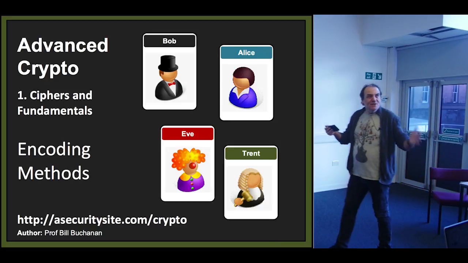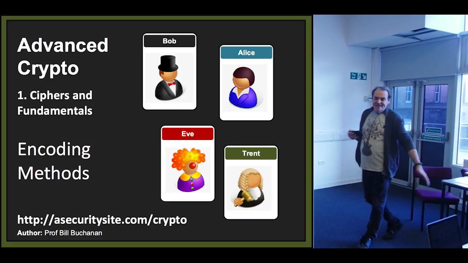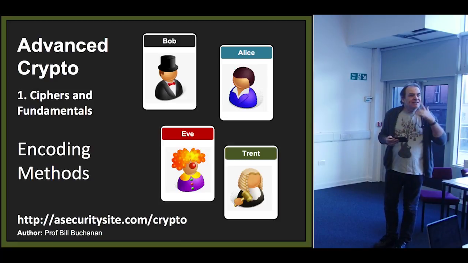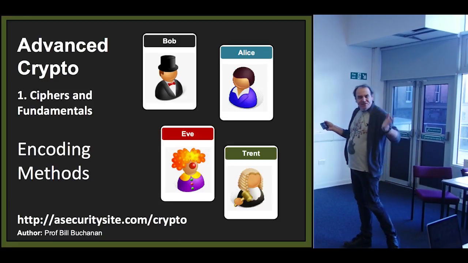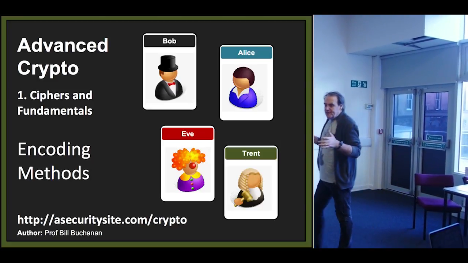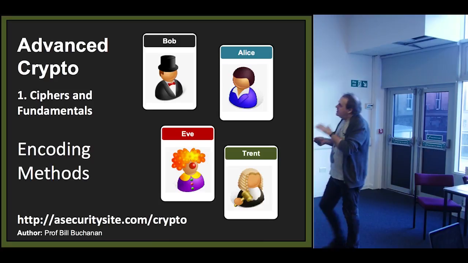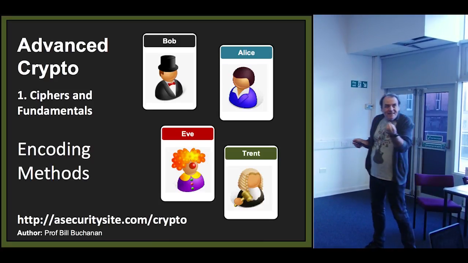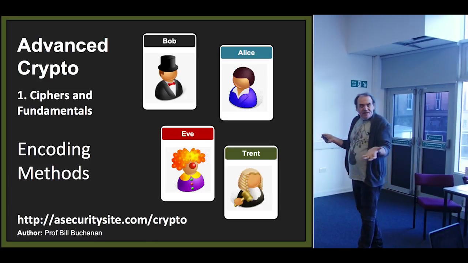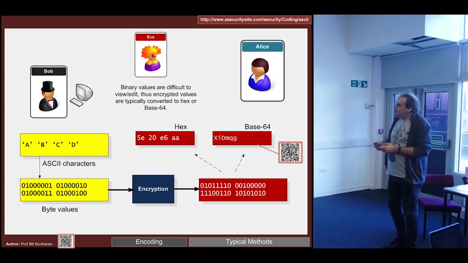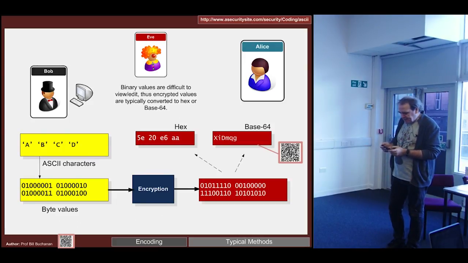But the stuff we're going to do, it's really the foundations, and we're really trying to learn core techniques. So the first method that we're going to look at is encoding methods. So encoding methods isn't a secret, everybody knows what we're encoding and how we go about it. So there's no key involved. It's just a way for us to be able to convert something in binary into a text format that we can use.